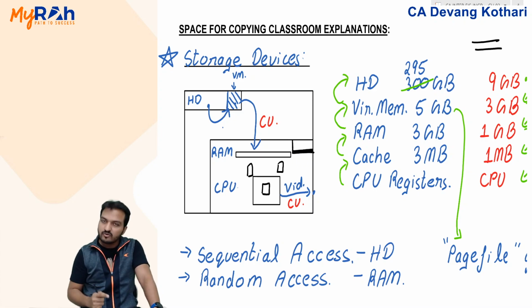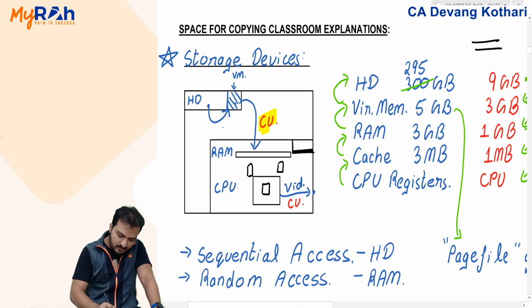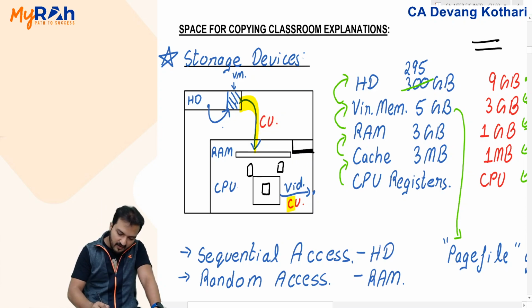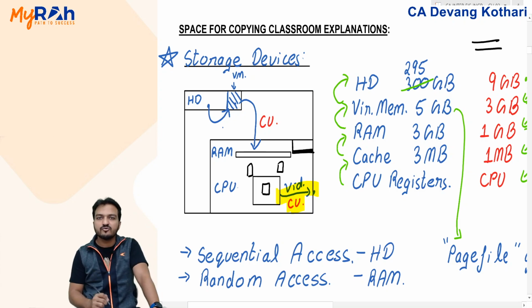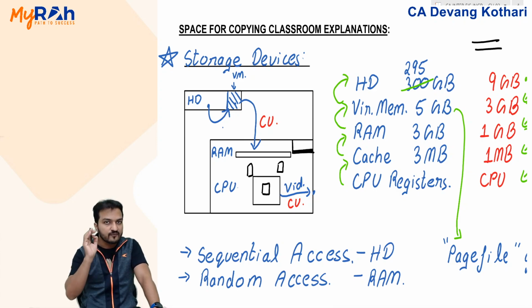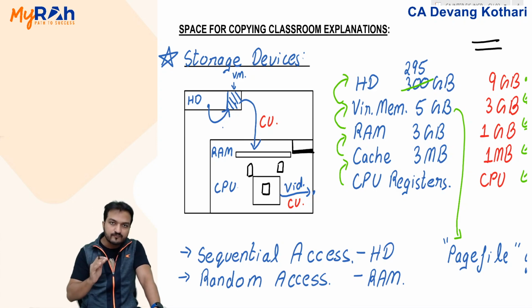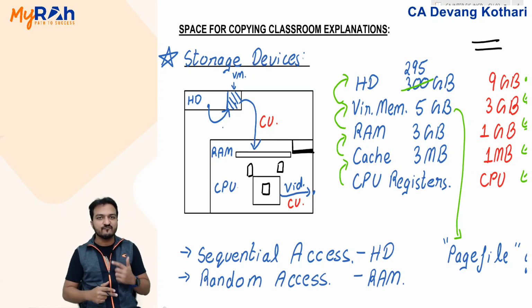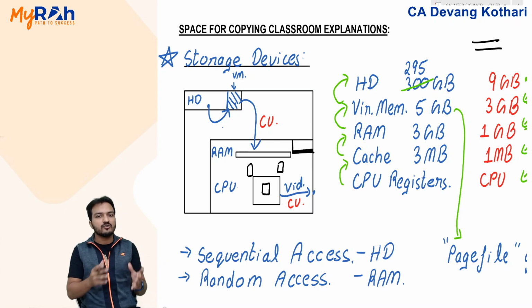Well, control unit controls the flow of data. Look at this. Control unit will bring data from hard disk to the RAM for the CPU to do the processing, and control unit will also take the output from CPU to the output devices. Control unit controls the flow of data, while ALU, arithmetical and logical unit, does the actual processing work. ALU does the actual calculations work.